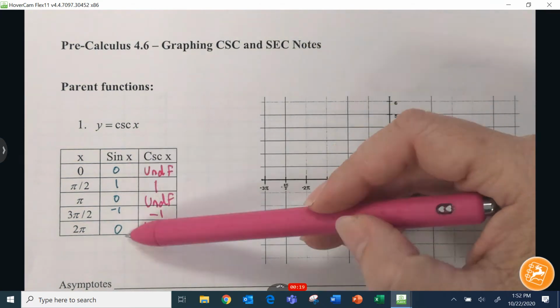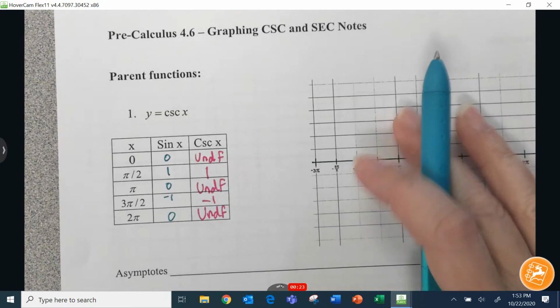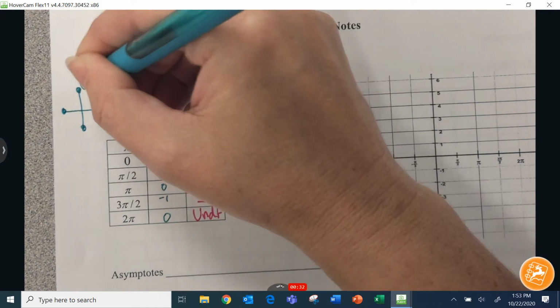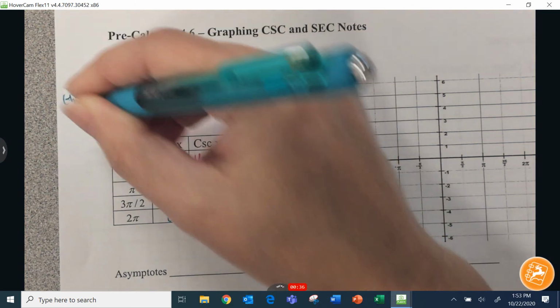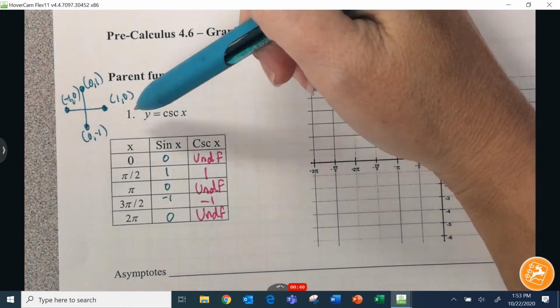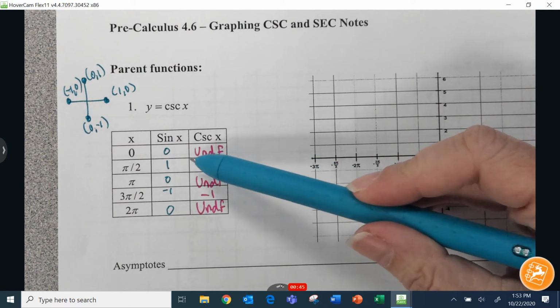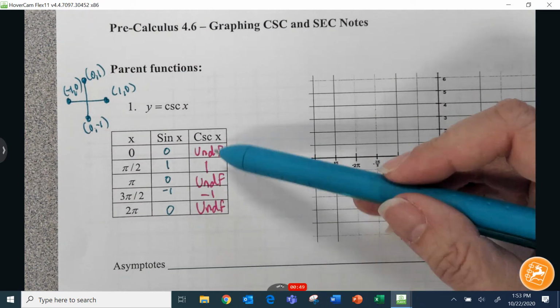So I went and I found my sine values, and just to remember, if you forgot your sine values, these are the 0, 1, negative 1, 0, 0, negative 1, and then sine is y. So I just go around the circle and use my y values. And then when we reciprocate 0, you get undefined. So I've got 3 undefineds in here.